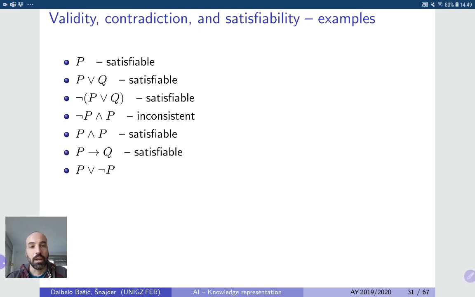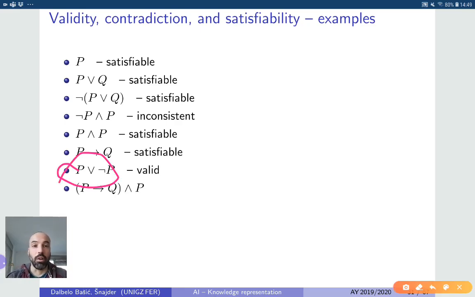P or not P. Again, only 2 interpretations. P can be either true or false, and if P is true, then the formula is going to be true. If P is false, the formula is going to be true again. So the formula is always true, which makes it a valid formula, right? By the way, this formula is called the law of excluded middle, essentially saying it's either P or not P. There cannot be anything else, or tertium non datur in Latin.